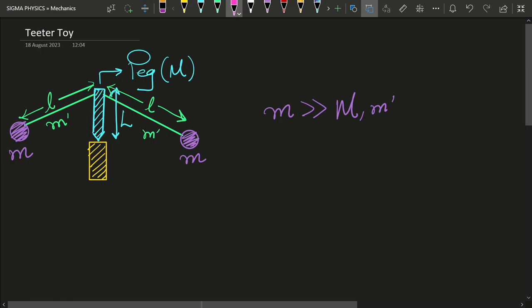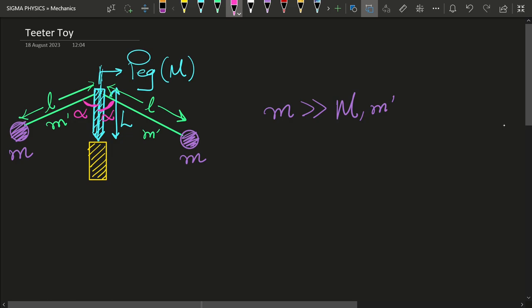Now, you can easily see that this peg is something like a nail or a pin or a needle, and it will have an axis; it will be symmetrical about the axis. So let us say that this arm of the Teeter toy makes an angle alpha with the axis of the peg. Similarly, this arm also makes an angle alpha with the axis of the peg. Once we have constructed such a Teeter toy, we are ready to set it into oscillations.